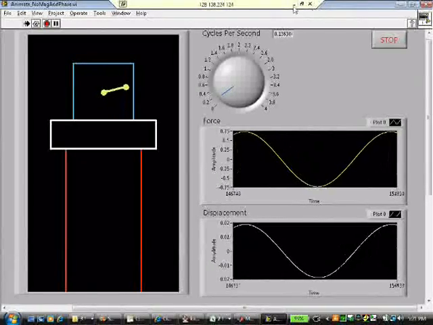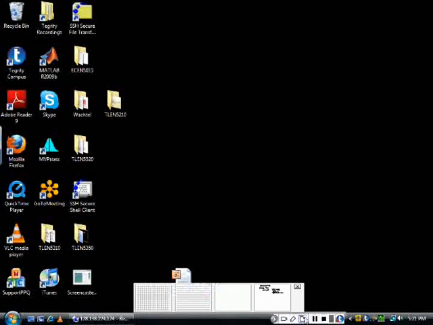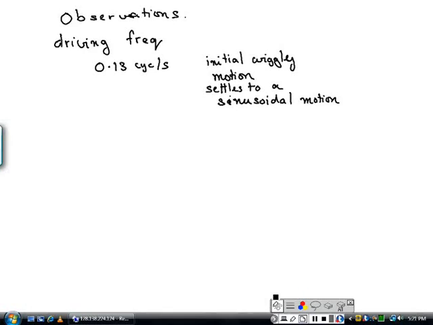So let's add those to our observations: same frequency as the driving force frequency, and peaks coincide.